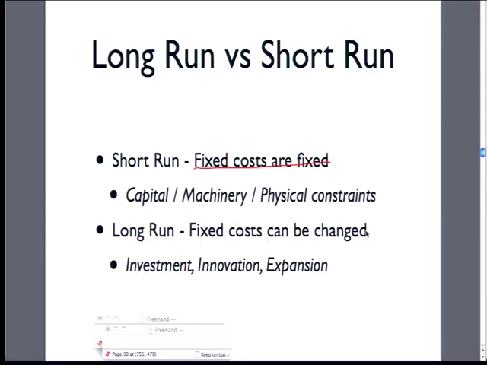So we say in the short run, we have the size of the restaurant that we're going to work in, the kitchen that we're going to work in. We have capital. We think about machinery. We think about physical constraints. This is how much area we have to farm, to mine, whatever it is. This is the forest that we have for forestry.